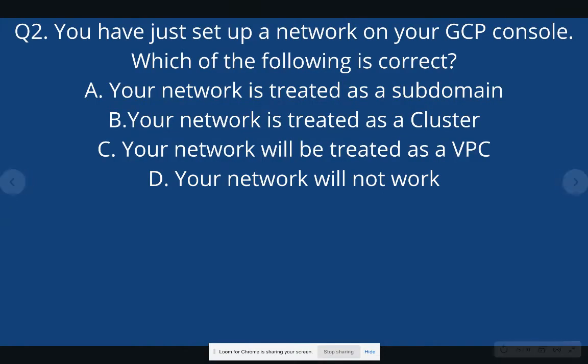Question 2 says you have just set up a network on your GCP console. Which of the following is correct? A. Your network is treated as a subdomain. B. Your network is treated as a cluster. C. Your network will be treated as a VPC. Or D. Your network will not work. Let's work through the same way as we did in question 1. You can pause the video to have a go as well.